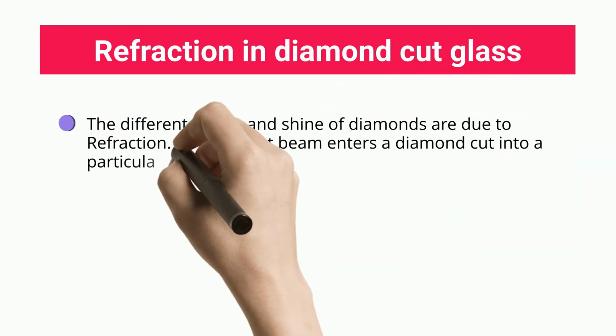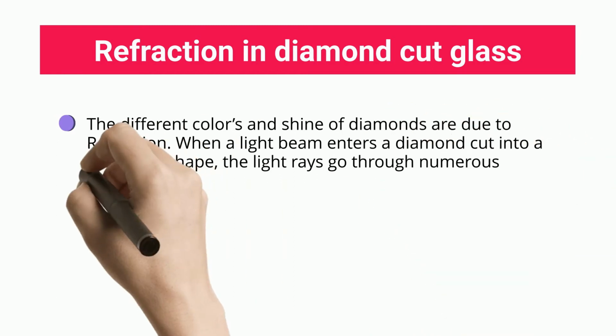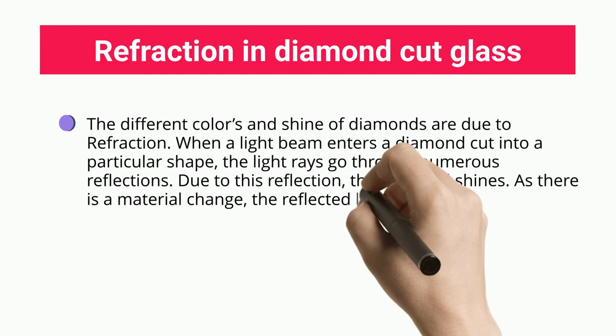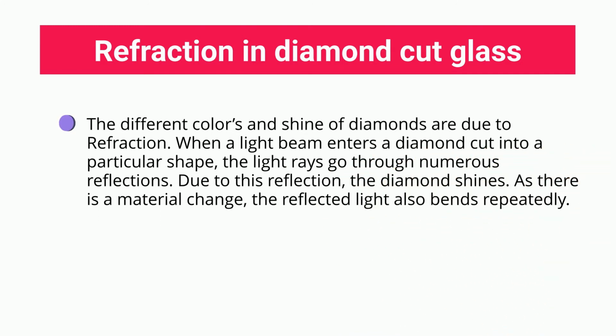When a light beam enters a diamond cut into a particular shape, the light rays go through numerous reflections. Due to this reflection, the diamond shines. As there is a material change, the reflected light also bends repeatedly.